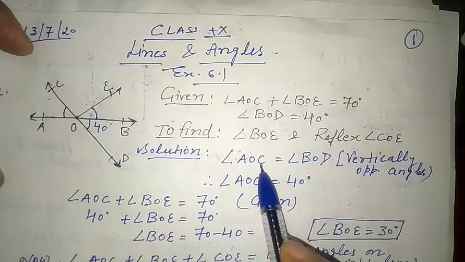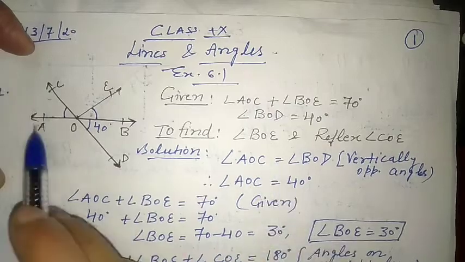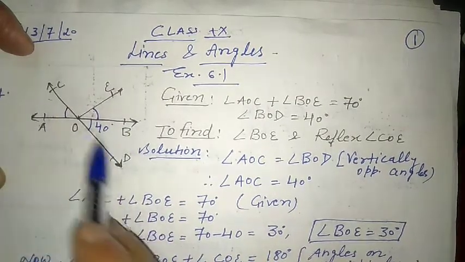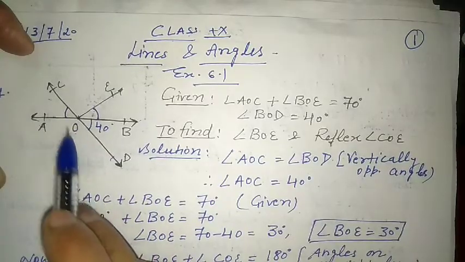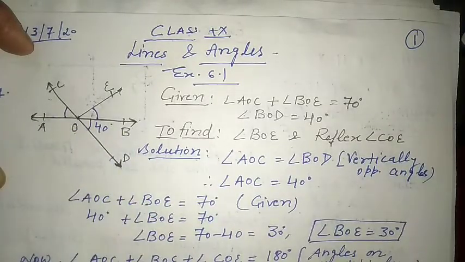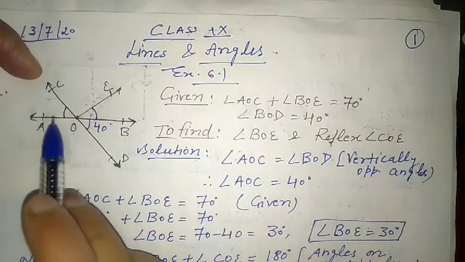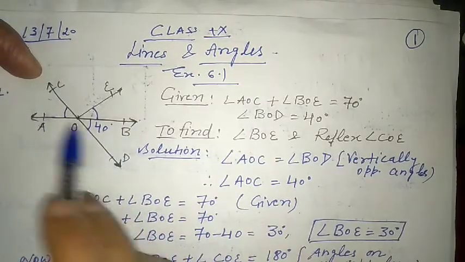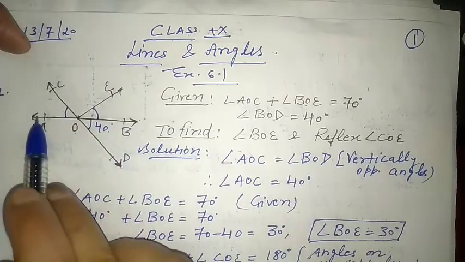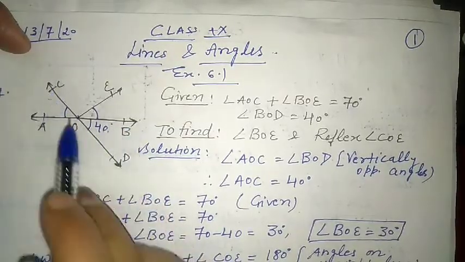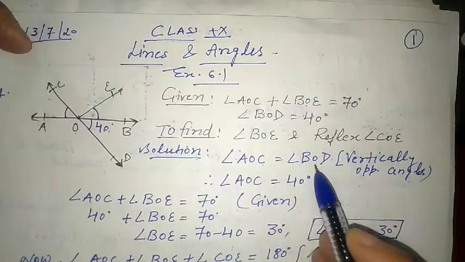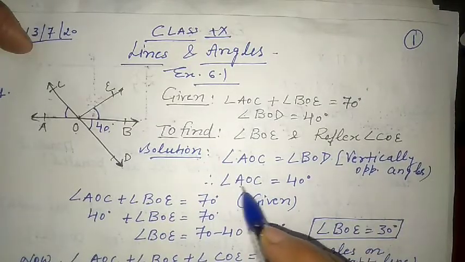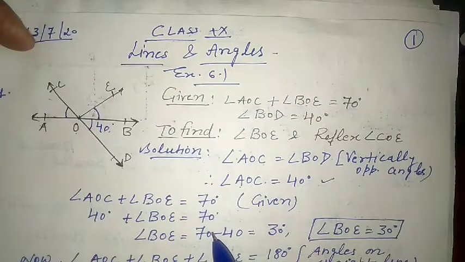First we will see the relation, because in the question it is given that AB and CD intersect each other at O. So these are two intersecting lines. In the lab session we discussed that if there are two intersecting lines, then their vertically opposite angles are equal. So angle AOC is equal to angle BOD. These two are vertically opposite. So angle AOC is equal to 40 degrees.